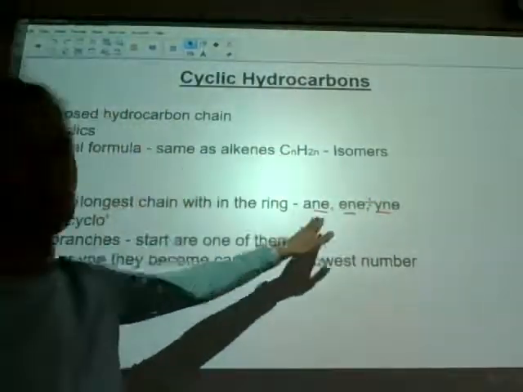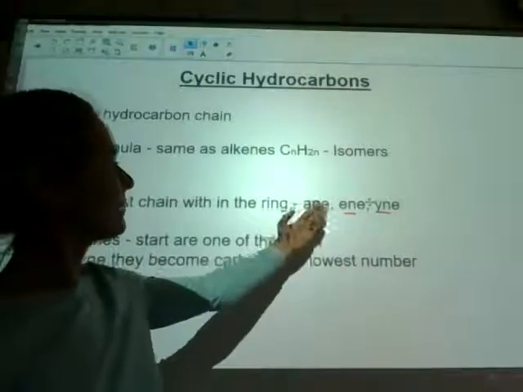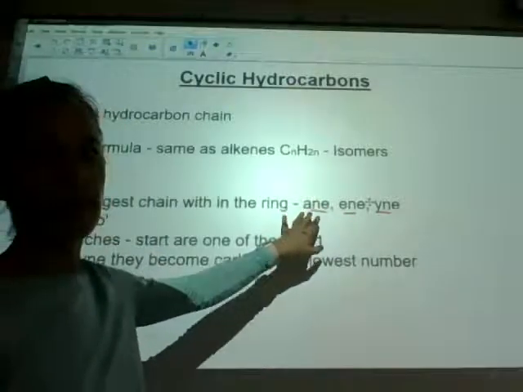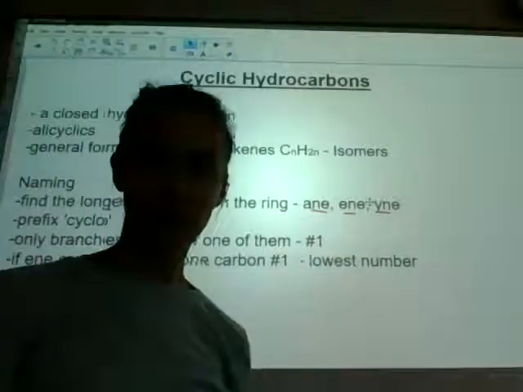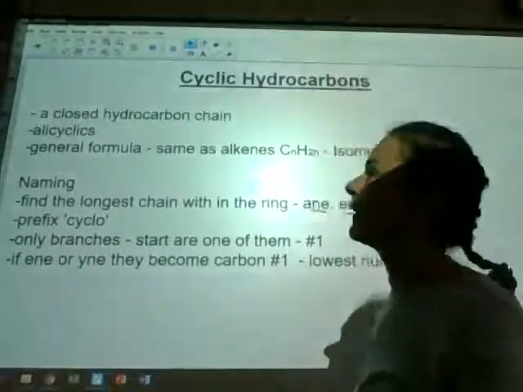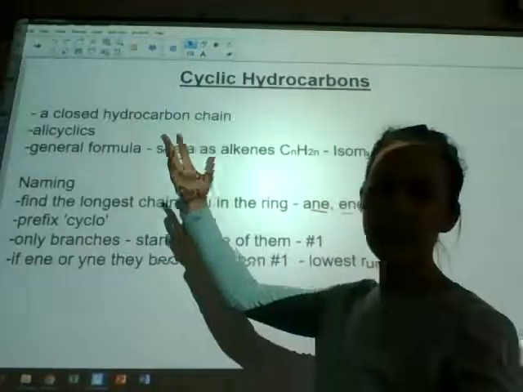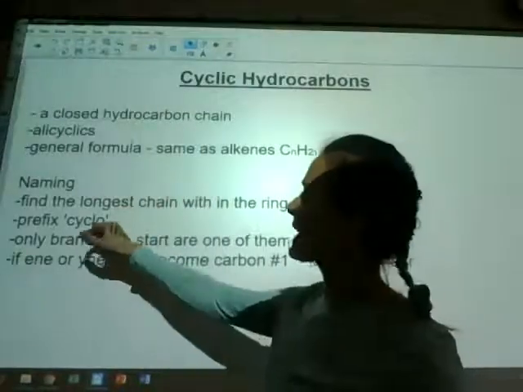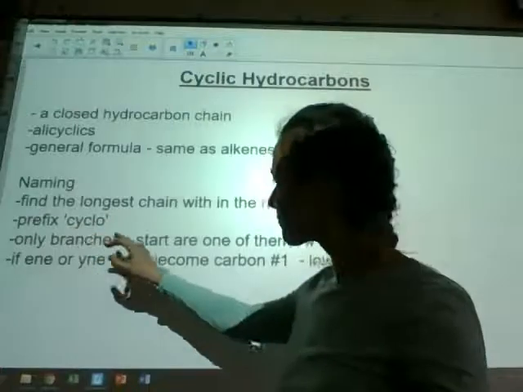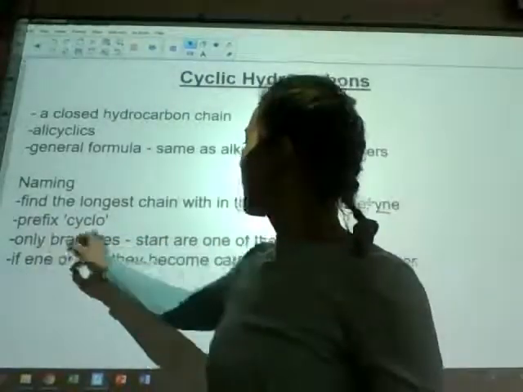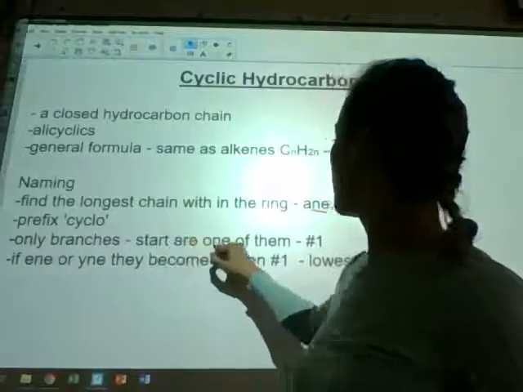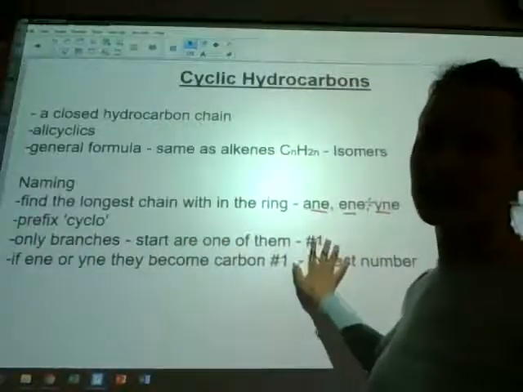For naming, same thing. You find your longest chain. It can be an alkane, an alkene, or an alkyne, because you can have double and triple bonds in your cyclos. Same thing with naming. All that we're doing now is adding the prefix cyclo in front. And for branches, one of them is number 1. So I'll explain what that means.